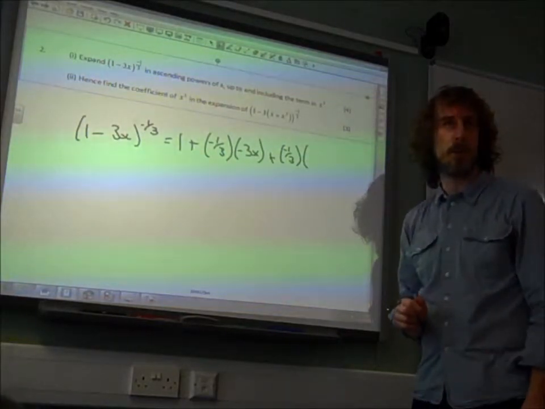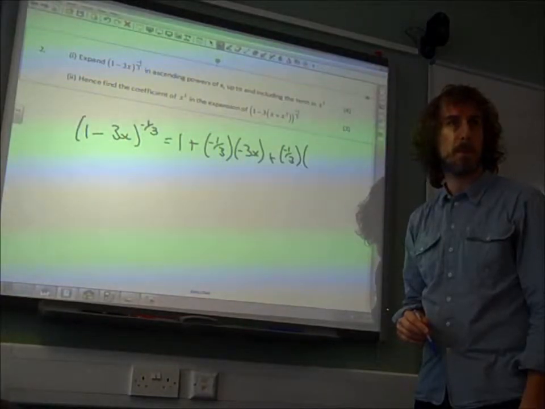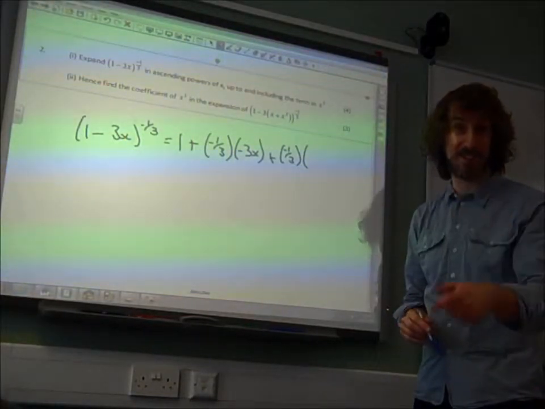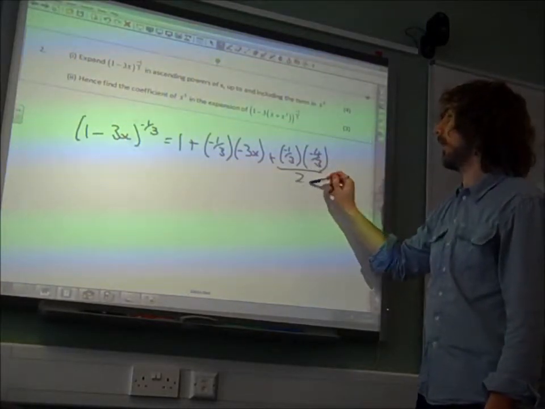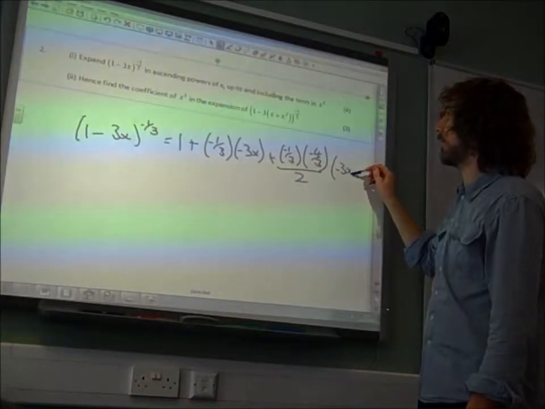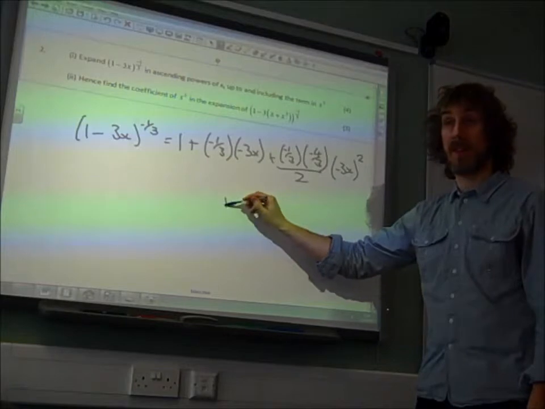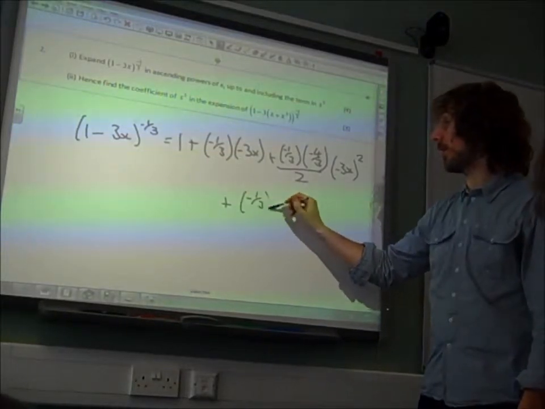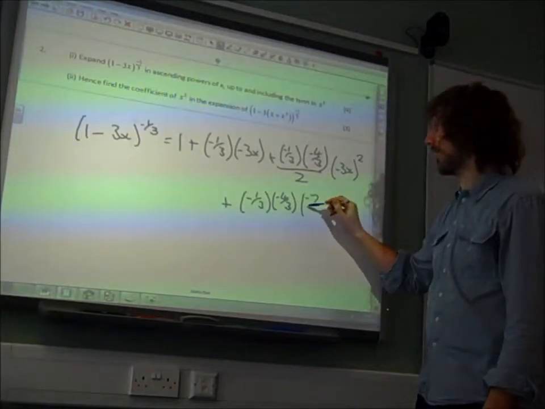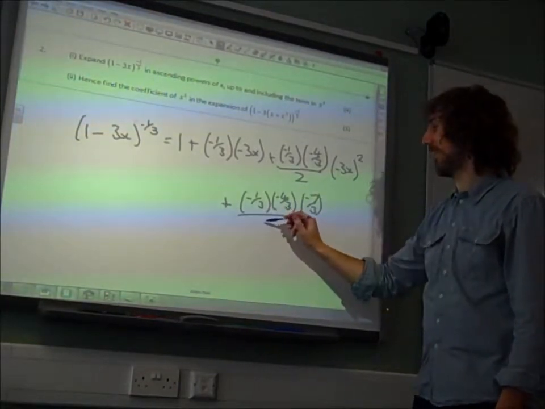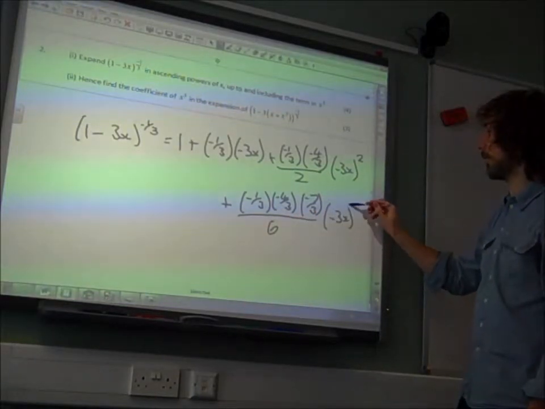Now, I bet some of you have got this wrong. What is it? Minus the 3rd, take away 1. Minus 2/3. Minus 2/3, great. Well done, James. Minus 4/3, of course, over 2 times minus 3x squared. And we've got to go for the next term as well. So minus 1/3, minus 4/3, minus 7/3 over 6 times minus 3x cubed.